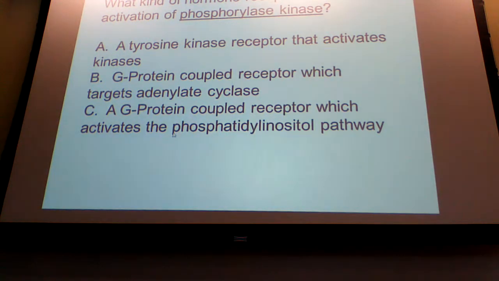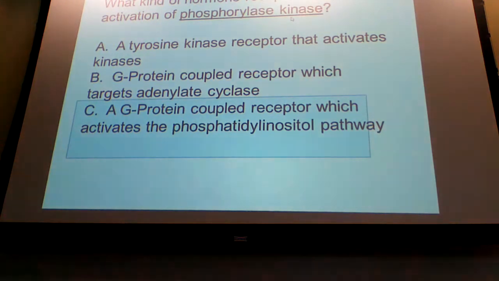So you have to remember what this pathway does, what the whole point of the phosphatidylinositol pathway was. That was the calcium release. It eventually leads to the ER releasing calcium into the cell. And your phosphorylase kinase has the calmodulin domain and needs calcium to be active. And that was also a G protein coupled receptor.